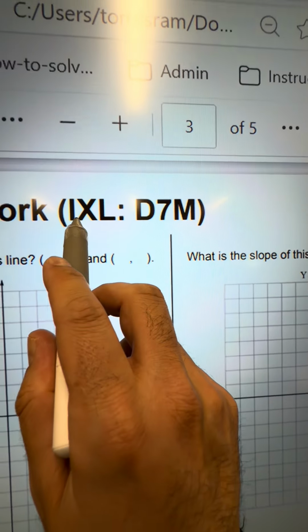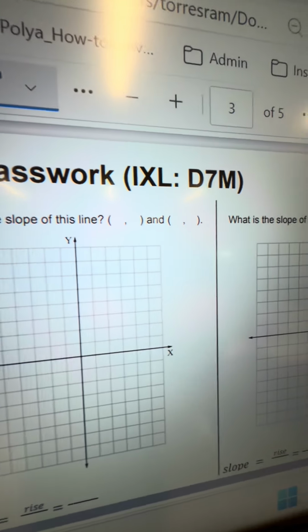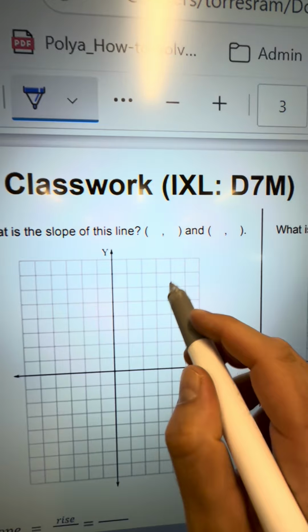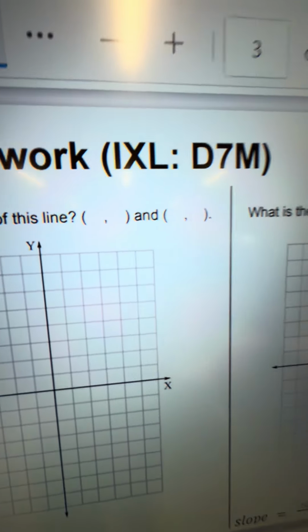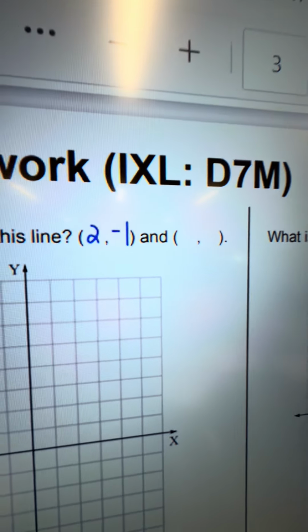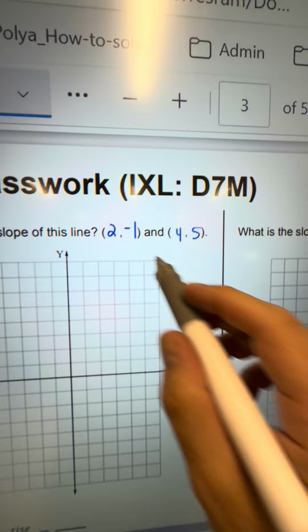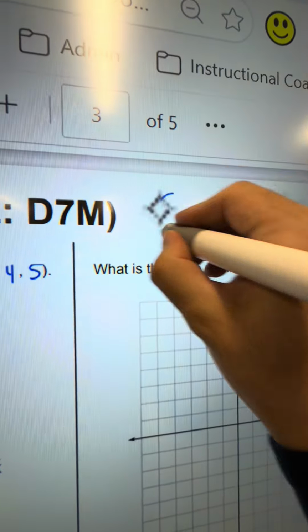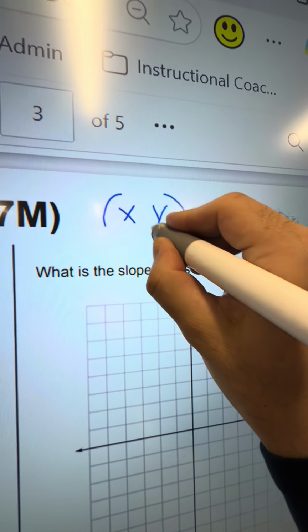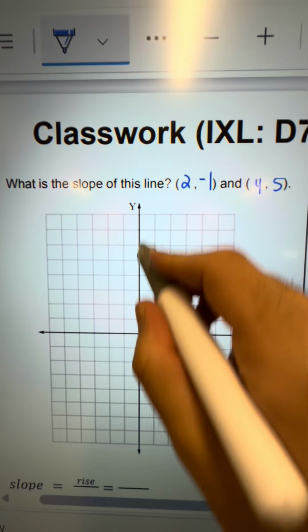So we're going to start with the notes for IXL D7M, so the notes for that topic. And each question is the same. What is the slope of this line? And I'm going to give you 2 points. So for the first one, we're going to plot the points (2, -1) and (4, 5). And remember that your points are always x, y values. Notice here's my x-axis is this one, and my y-axis is this one.